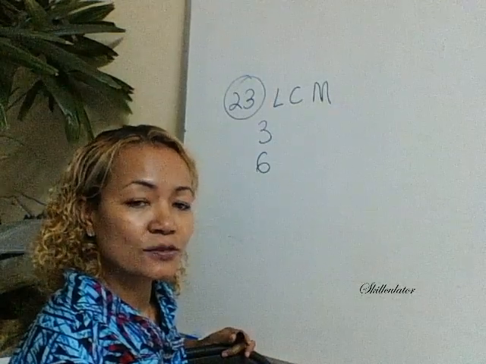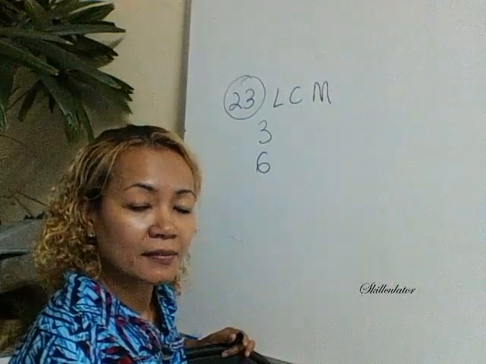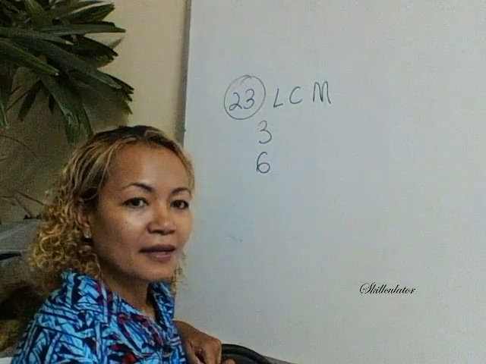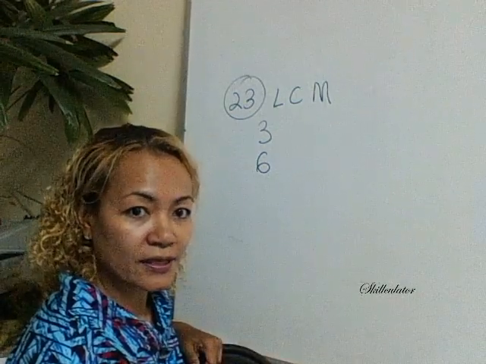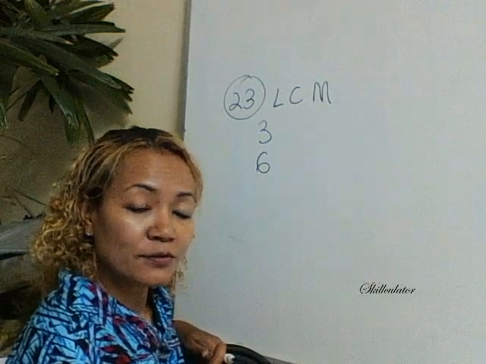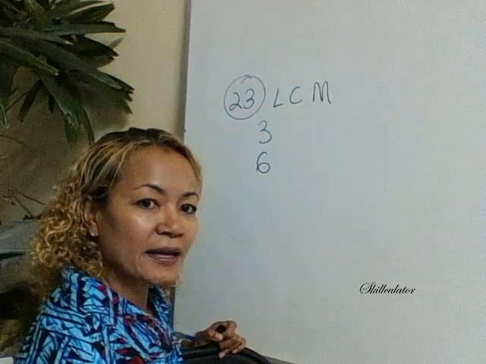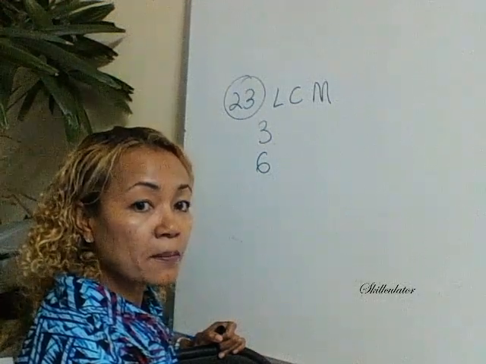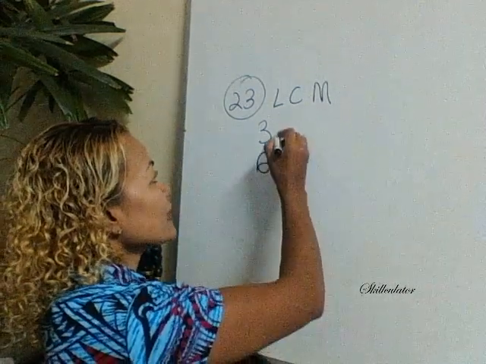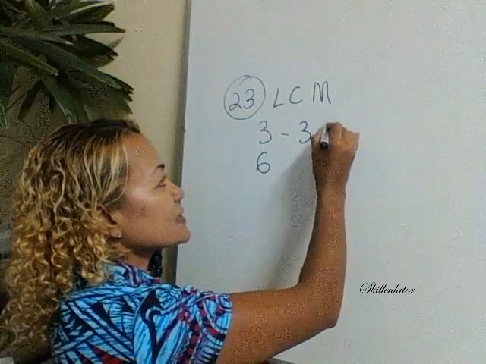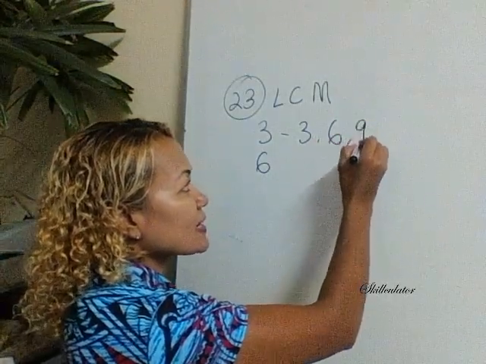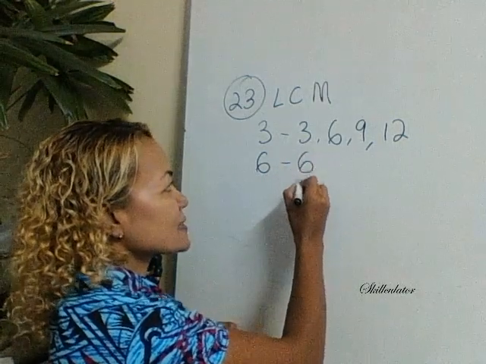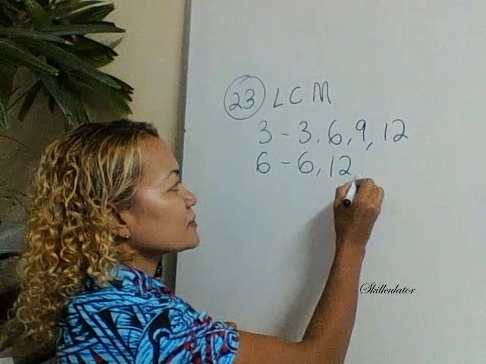Number 23 asks us to find the lowest common multiple, the LCM of 3 and 6. If you've watched the video that I've done on finding LCM, you'll see that there are several ways to get to the answer, depending on how much you've practiced and how much you've developed your skills. But the easiest way is to first get the first number, write out a few of the multiples of that number. So 3 is, first of all, it's 3, then it's 6, 3 threes are 9, 3 fours are 12. And for 6, 6 ones are 6, 6 twos are 12, 6 threes are 18.